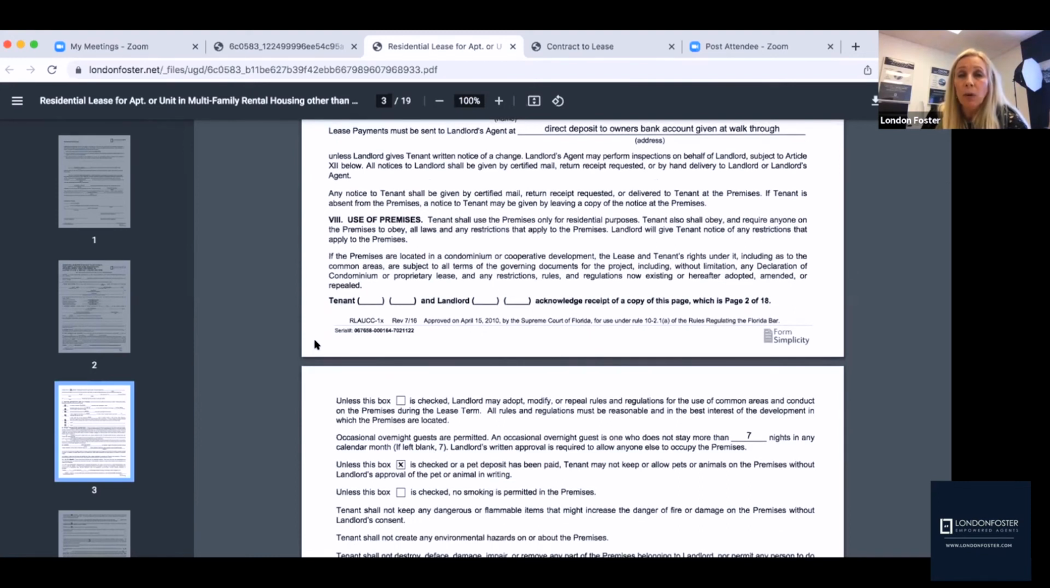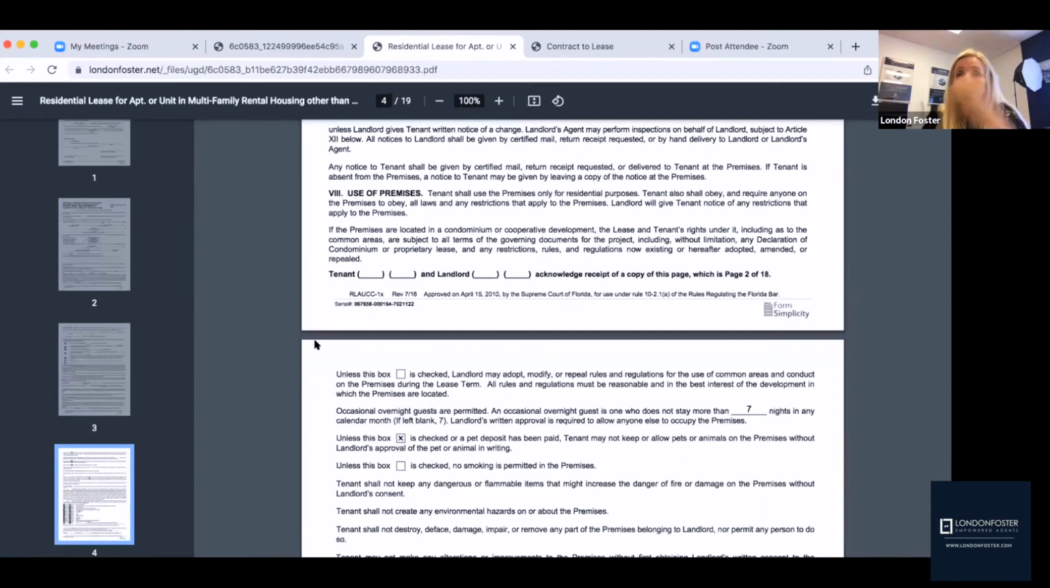So if you go to small claims court, the first thing they're going to ask the owner for is, where's your documentation that you sent to this tenant? So make sure you get all your ducks in a row here.